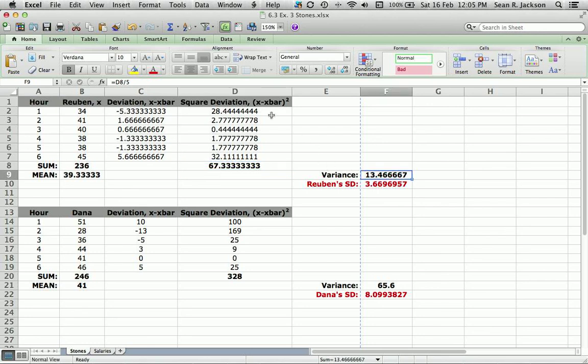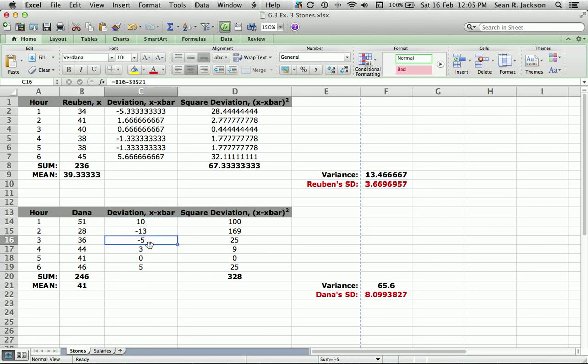The variance then is the numerator divided by 5, because we had 6 hours to choose from, so n minus 1 would be 5. And the standard deviation is the square root, SQRT, of this value right here. So Ruben's standard deviation is 3.669, and the decimal goes on for a while, so about 3.7. Dana down here is very similar, much the same thing.